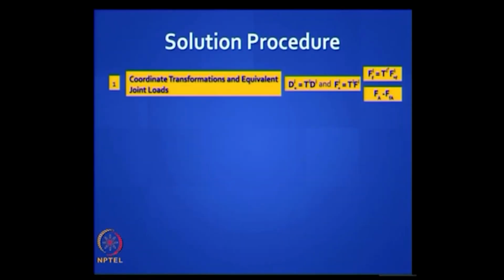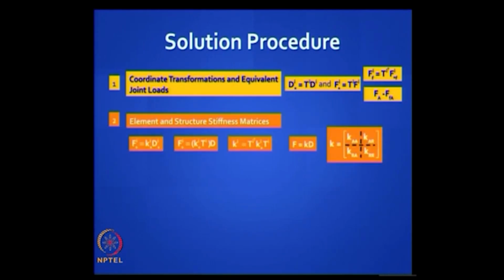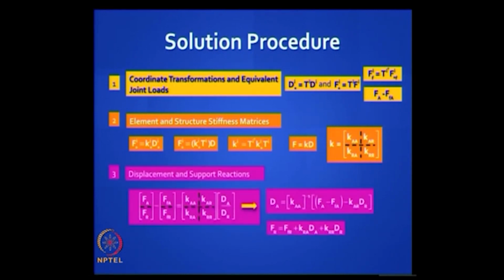It is good to write down the solution procedure so that you have a road map. So this is, you are familiar with this. First you find out the transformation matrices, find out the fixed end force vector, convert it into global coordinates, find the net load vector. The net load vector includes the nodal loads and the negative of the fixed end forces at the active coordinates. Then you generate the element and structure stiffness matrices. We have done this many times.